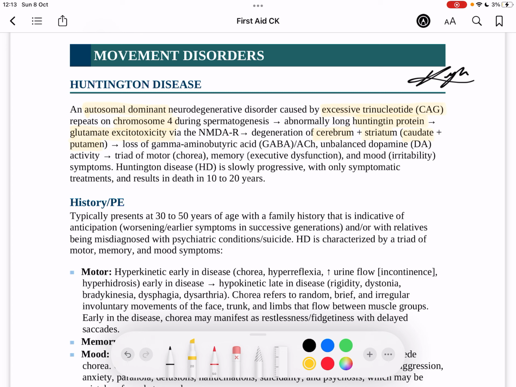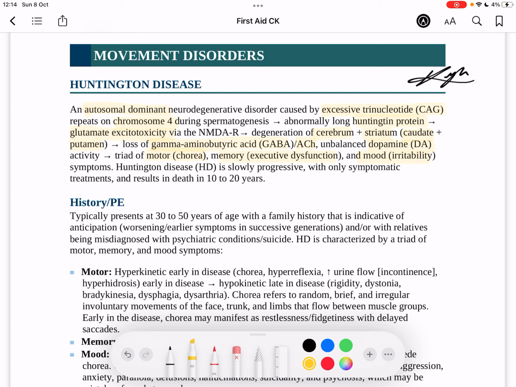The types of neurons that are damaged are the GABA neurons and also the acetylcholine-based neurons, which causes a drop in GABA and acetylcholine, but an unopposed dopamine action and activity in the brain. This excess or unbalanced dopamine will cause motor symptoms such as chorea, the jerk-like uncontrolled movements of the body, but it also causes memory problems, so executive dysfunction, and then mood symptoms as well, such as irritability.